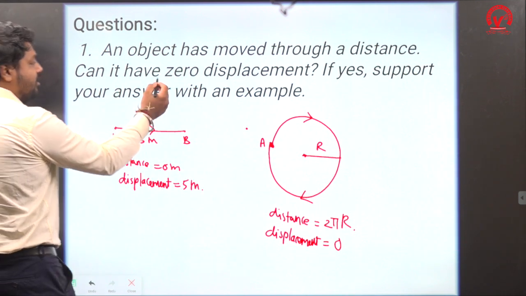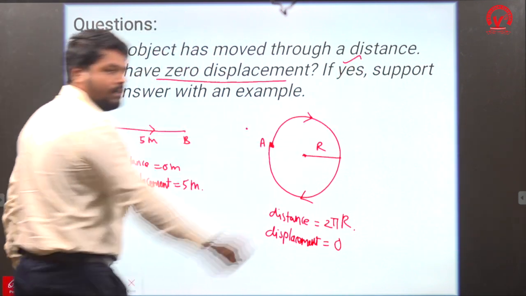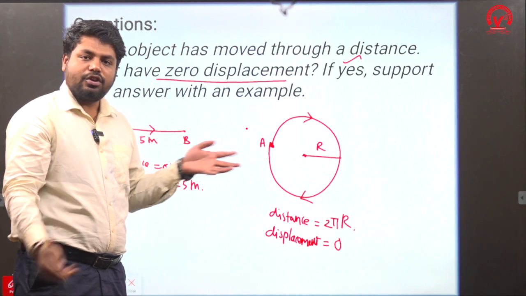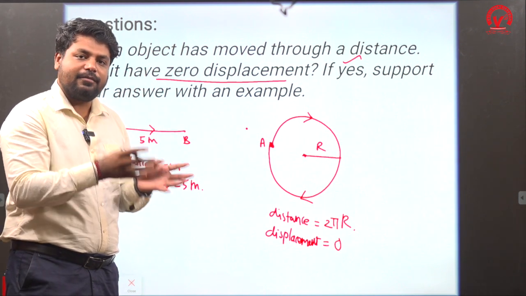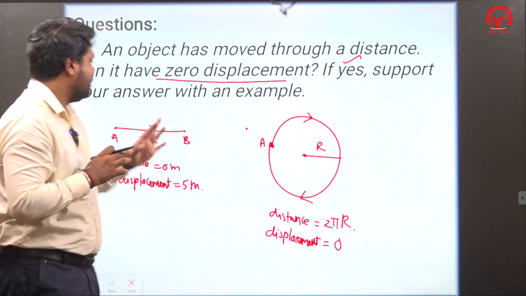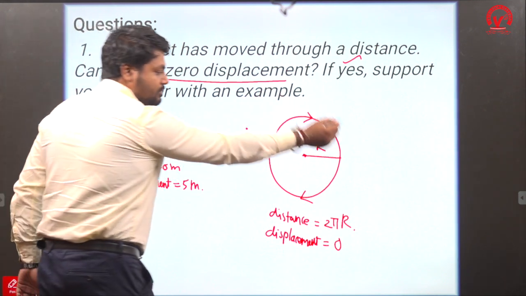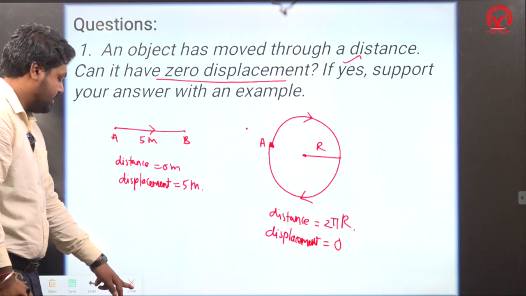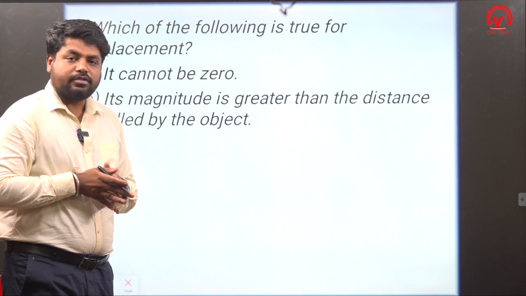So can it have 0 displacement? Yes, it can have 0 displacement when we have some distance. You may have 0 displacement even when you have some distance. So this is the best example we have provided you. So copy this.